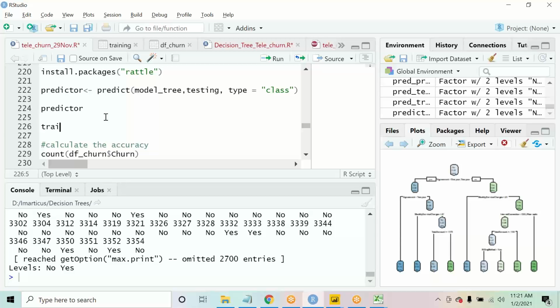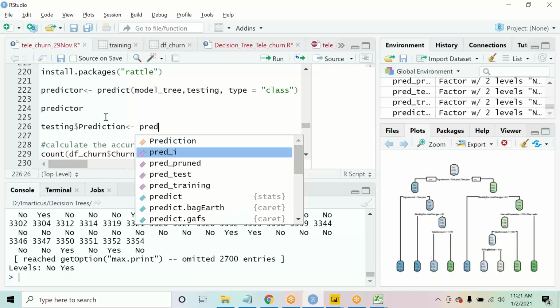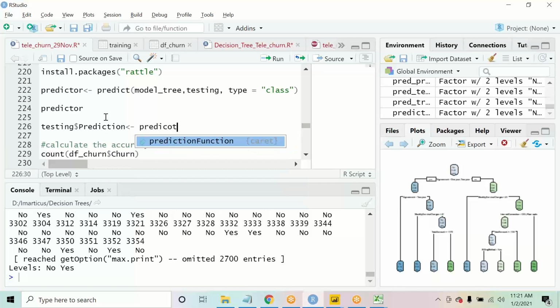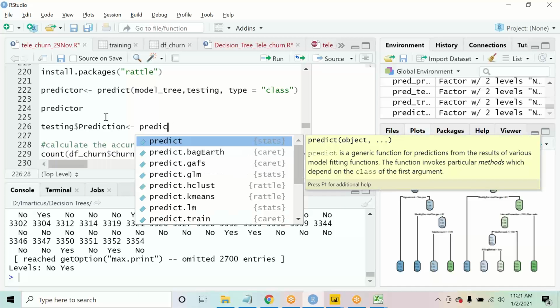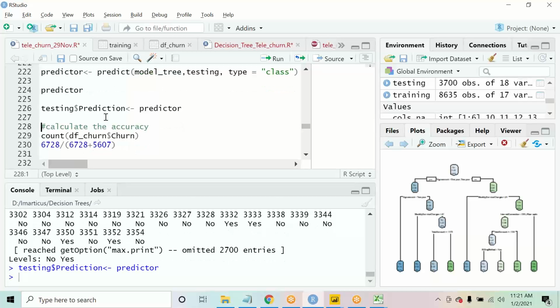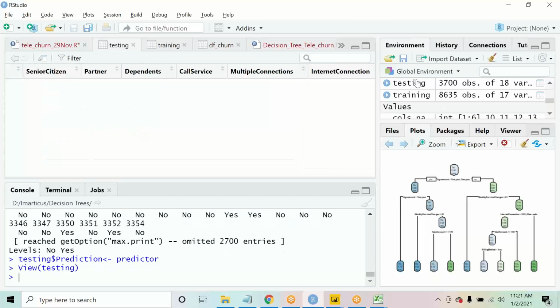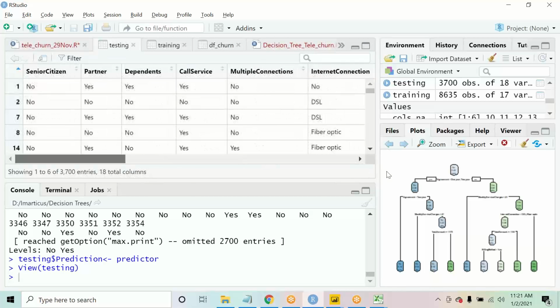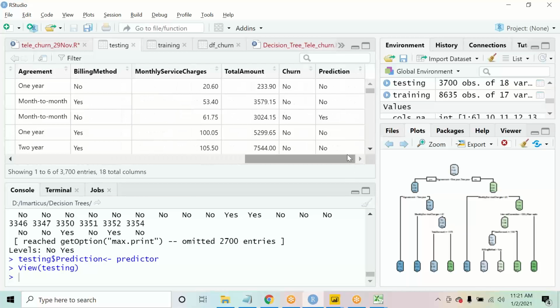So what we can do is, we have a training data set. So we can say testing dollar, let's create a new variable that is prediction, which is equal to predictor. Right. So if we check the testing data set now, we shall be able to see that we have churn and prediction.